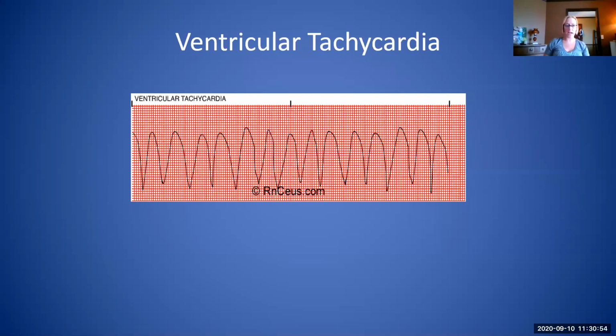So VTach, the patient could be stable for a moment. I'd say the longest I've seen someone stay stable in VTach is like 30 minutes, and that's impressive. Usually they're not going to stay stable that long in VTach.